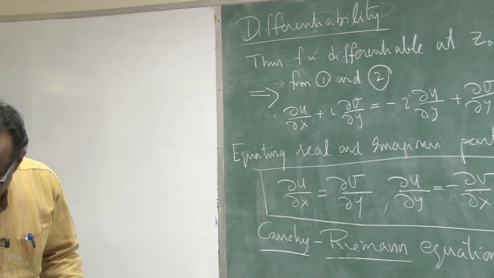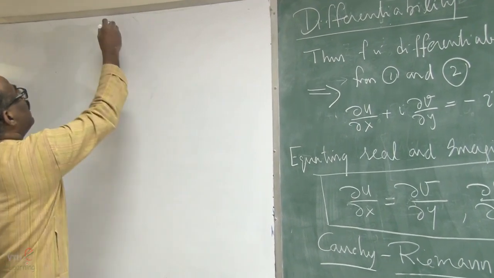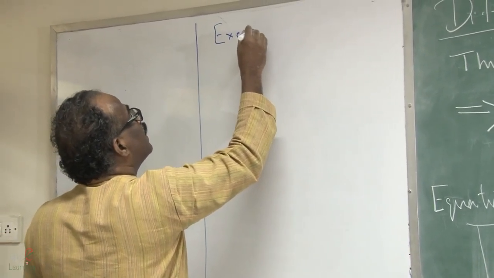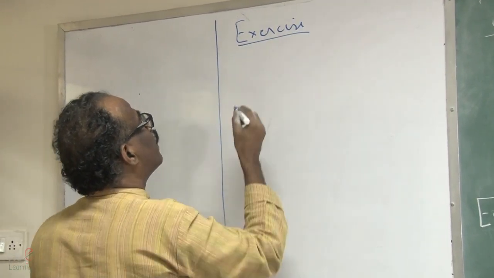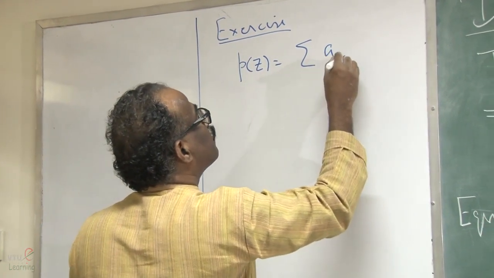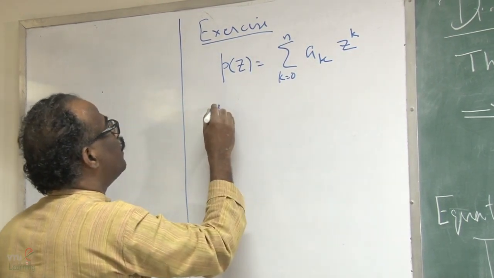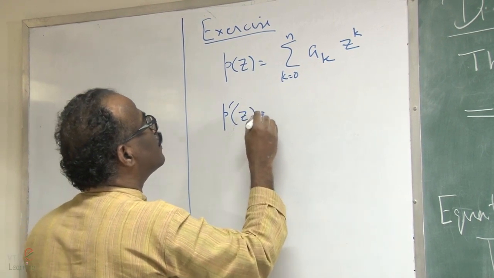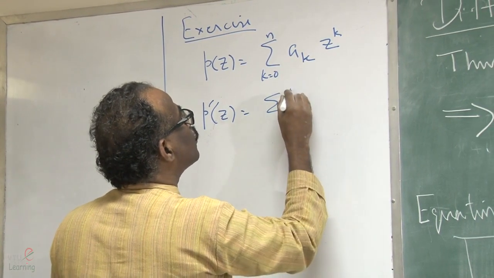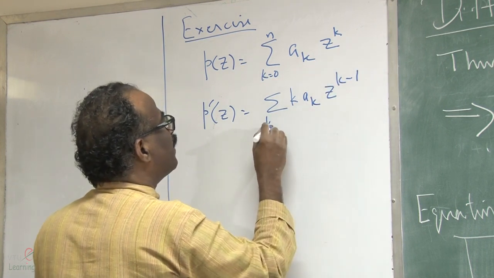So you have your familiar examples again, and you can compute them. These are all exercises you should be working out, and you can work them out easily. If p(z) is a polynomial, the sum of a k z power k, k equal to 0 to n, then you can compute p prime of z as the sum where the first term, k equal to 0, is a constant and will vanish. So you will get a k k z power k minus 1, where now k varies from 1 to n.